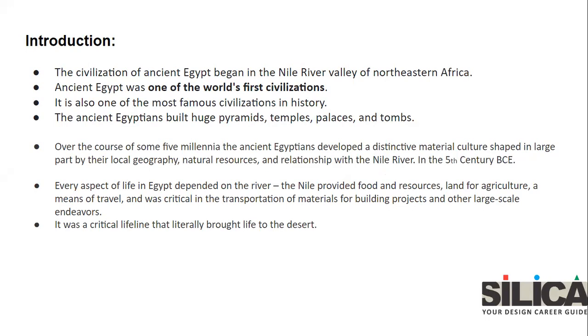Over the course of some 5 millennia, the ancient Egyptians developed a distinctive material culture shaped in large part by their local geography, natural resources, and relationship with the Nile River. Every aspect of life in Egypt depended on the river. The Nile provided food and resources, land for agriculture, a means of travel, and was critical in the transportation of materials for building projects and other large-scale endeavors. It was a critical lifeline that literally brought life to the desert.